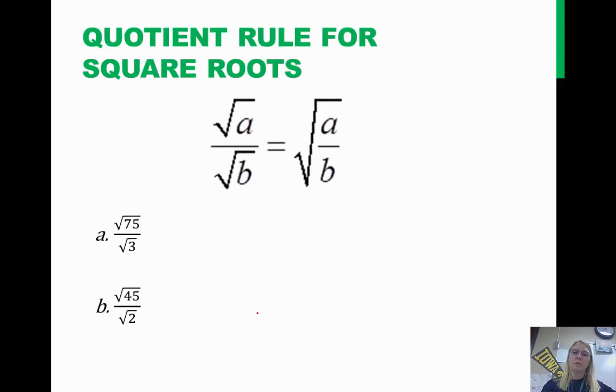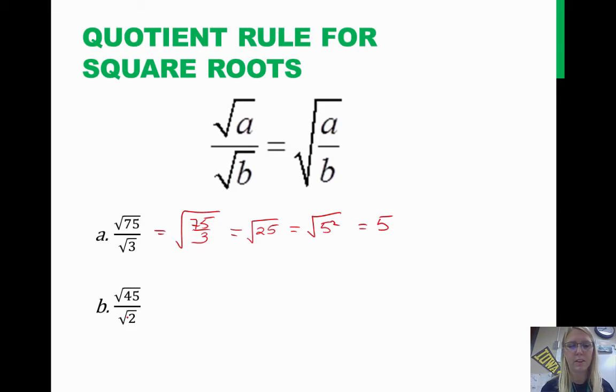So we just did the product rule. We also need to talk about the quotient rule. So if you take the square root of 2 numbers and you're dividing, you can actually put the radical around both of them. So it would be a over b, like this. So I could say this one is really the radical of 75 over 3. And I can reduce that, because 75 divided by 3 is 25. And I know that 25 is 5 squared. So the answer to this is just 5.